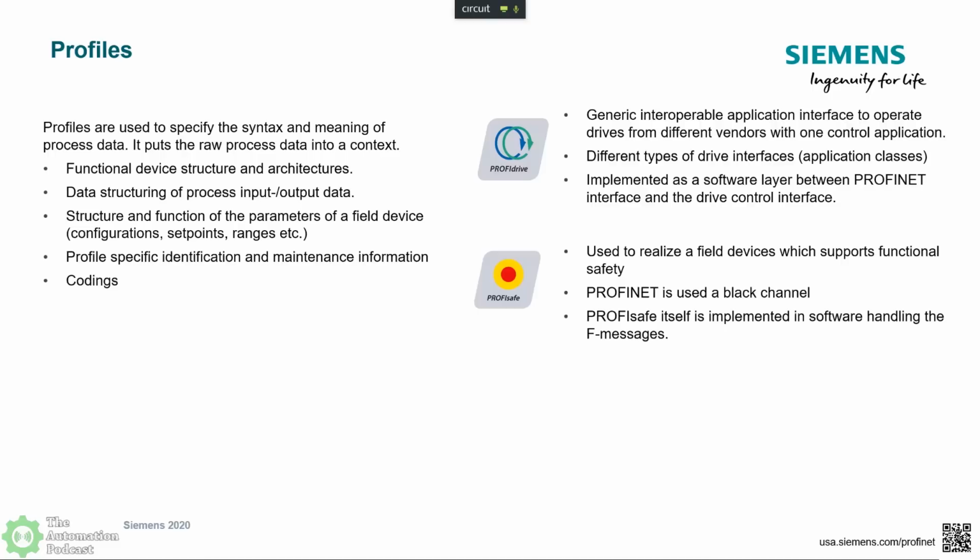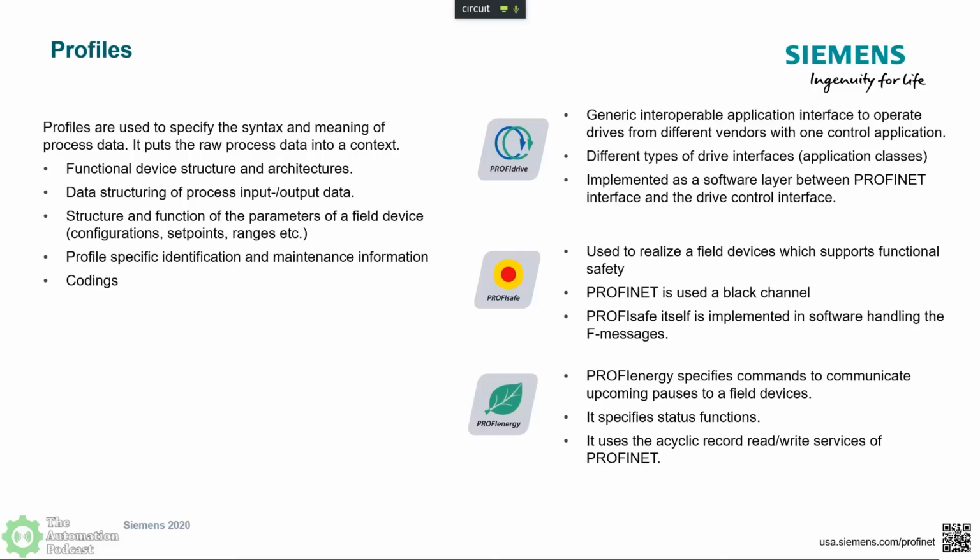Then there is another profile, which is PROFIsafe. That's for functional safety, and PROFINET is used as a black channel here. Another profile would be PROFIenergy. PROFIenergy is for saving energy. There are some specific commands where you can put your machine into a break, like when you have a lunch break, or you have a stop or whatever. Then you can use the PROFIenergy profile.